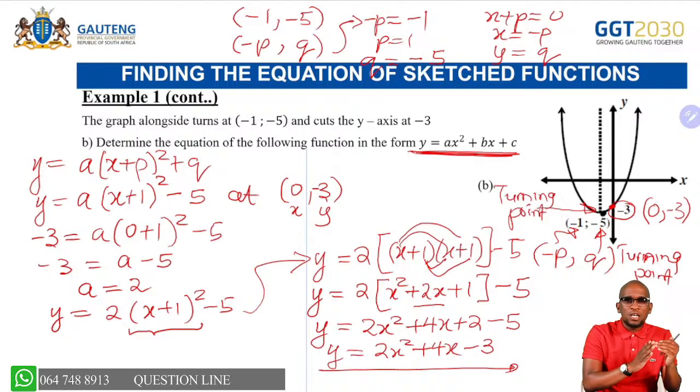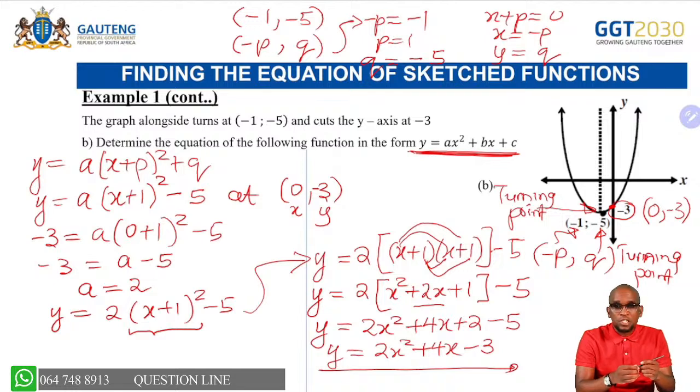And if you are given a turning point and a point, then you should note that you use the equation y is equal to a(x + p)² + q. That's the form that you need to use, where the coordinates (−p, q) represent the turning point. So you substitute the given turning point and a point, you find the value of a, and then you find the equation there. Now we move on.